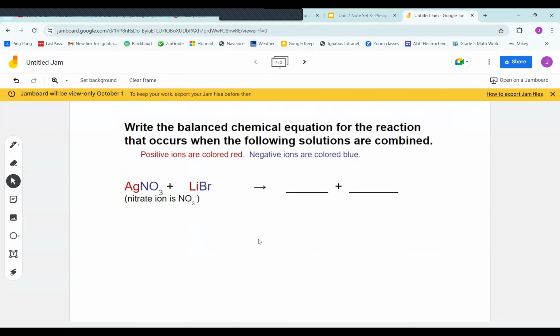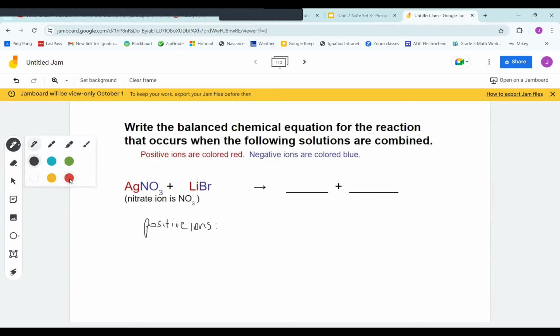Let's try a problem together. We're going to be asked to write the balanced chemical equation for the reaction that occurs when the following solutions are combined. And we're going to color code positive ions red and negative ions blue. AgNO3 and LiBr. First, let's list out the positive ions. Remember, the positive ions are the ones listed first in the formula.